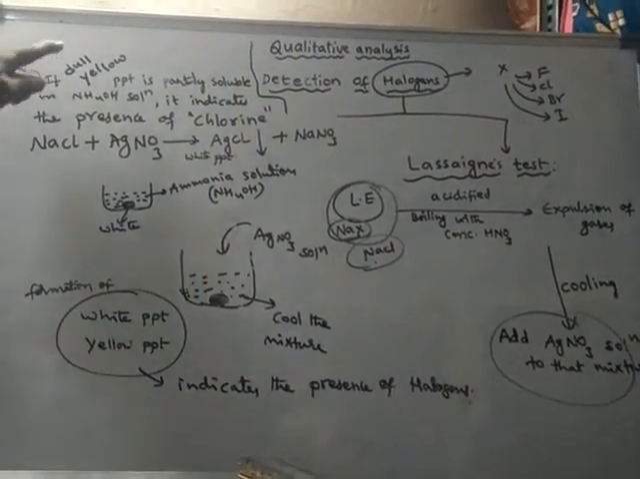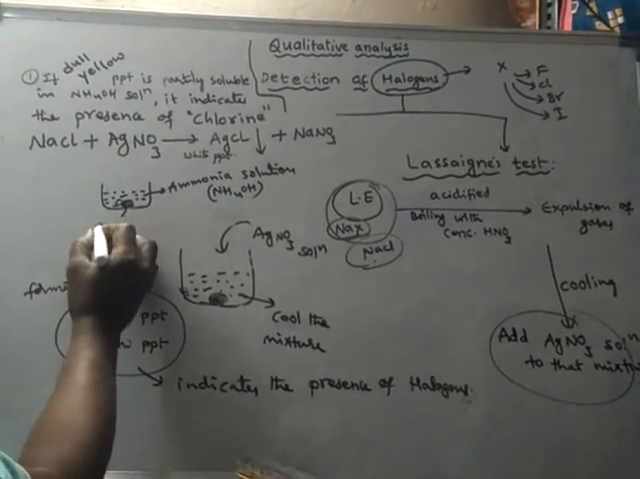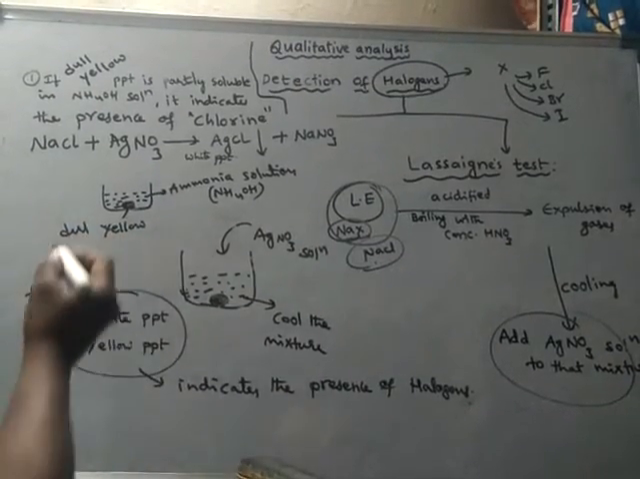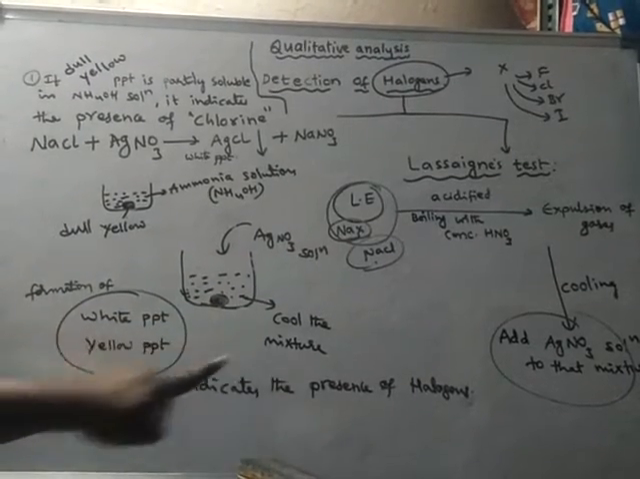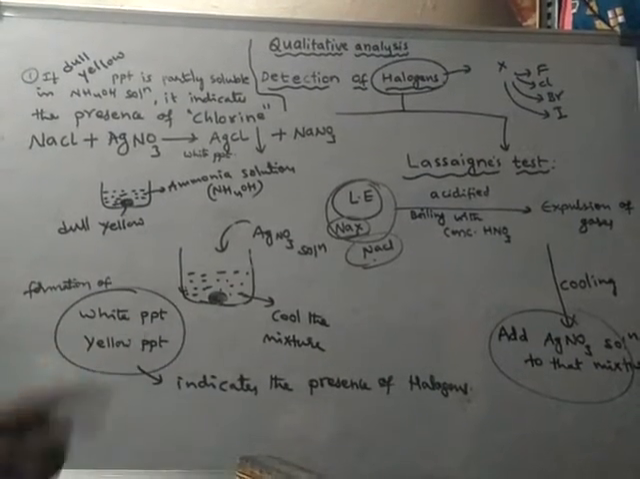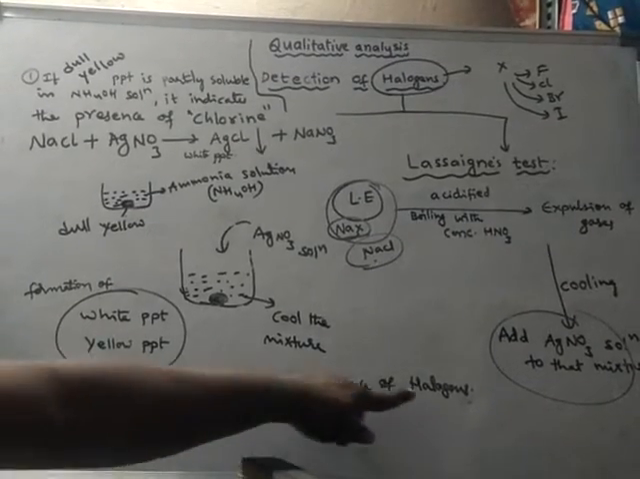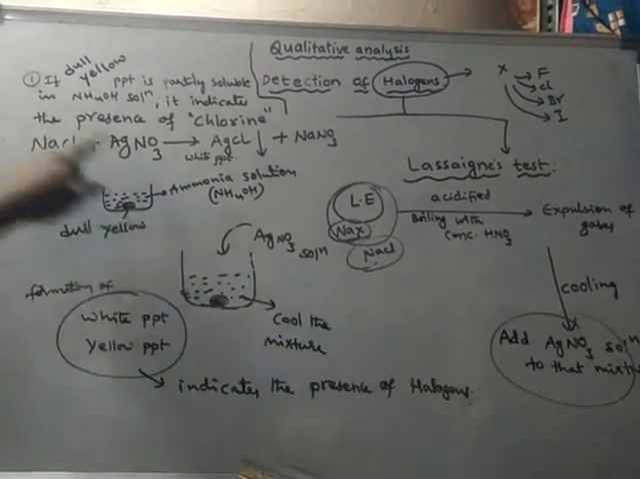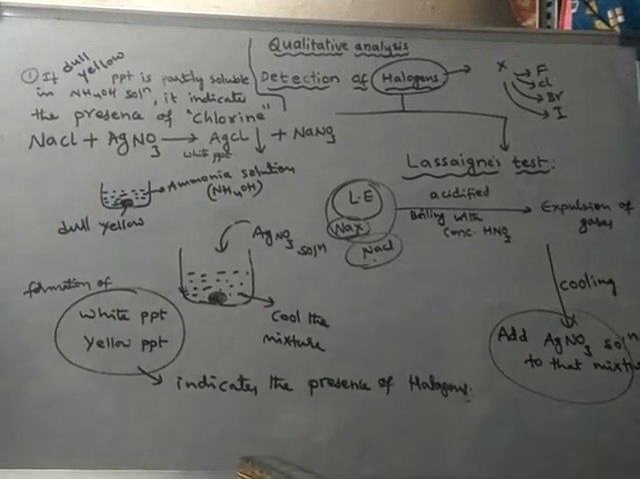Okay, suppose the precipitate which is formed is yellow, dull yellow. See, we have already seen that when silver nitrate is added to the mixture, a precipitate is formed. It may be a white precipitate or a yellow precipitate. So the presence of a white precipitate or a yellow precipitate will indicate the presence of halogen. Specifically, a white precipitate will indicate the presence of chlorine. If it is a white precipitate, it indicates chlorine.